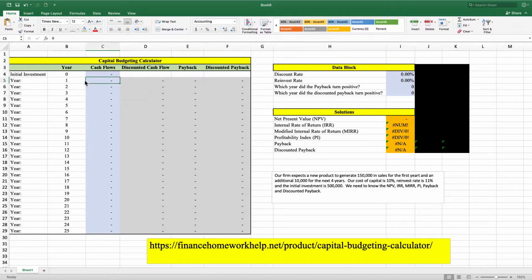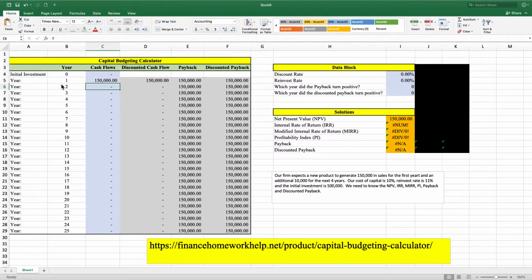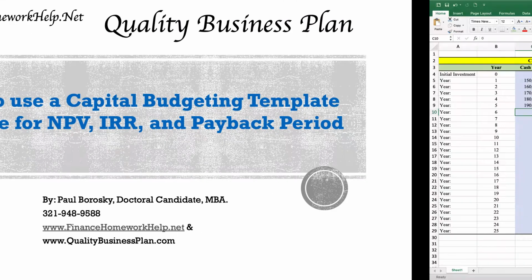So I'll go to year one and put $150,000 for my sales, and then for the next 4 years I'm going to add $10,000 to it. So I'll go to 160,000, 170,000, 180,000, and then 190,000. All right, so now we have our cash flows down.